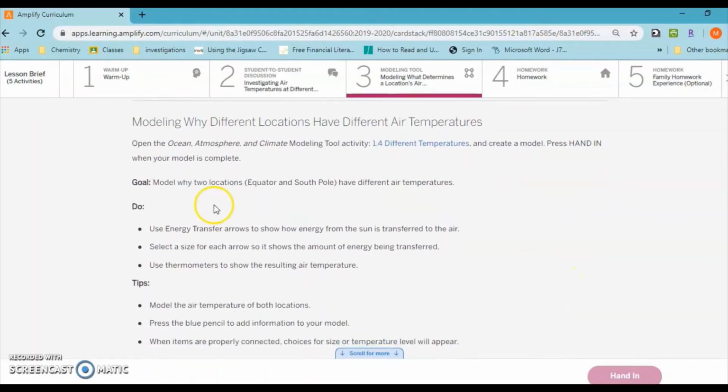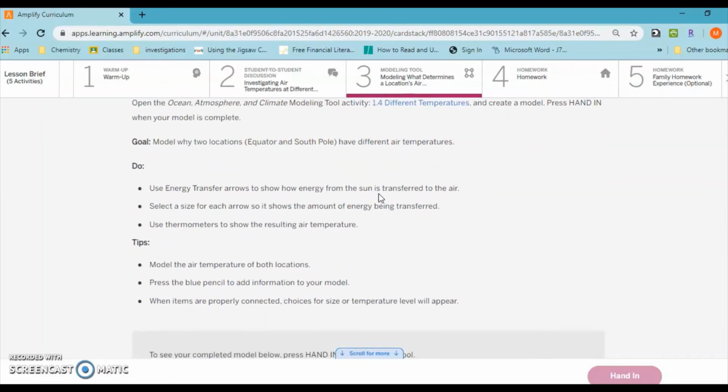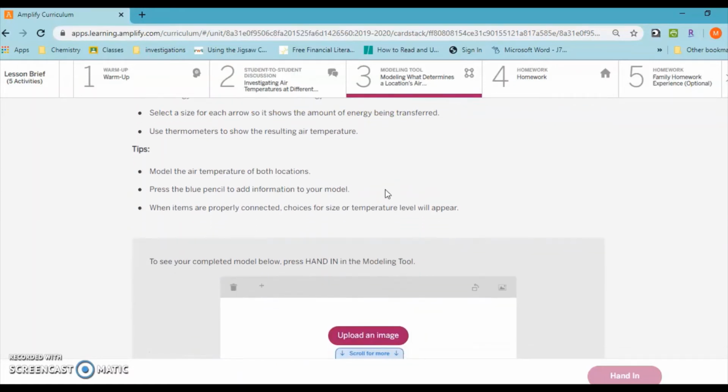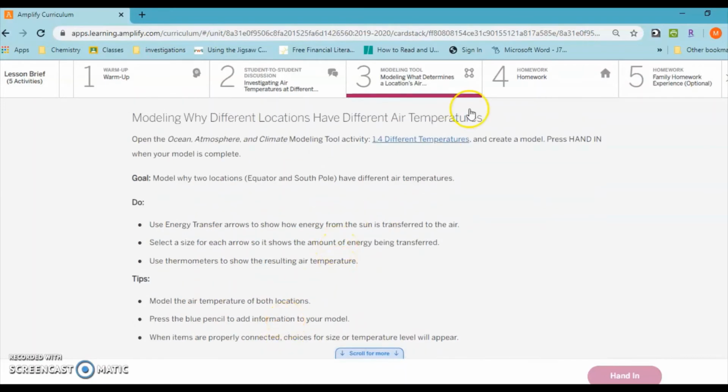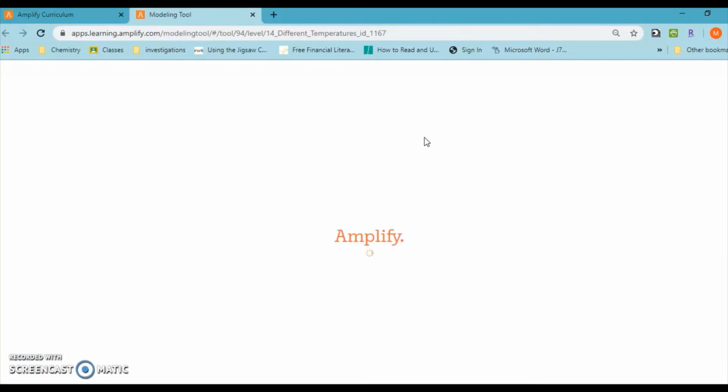So I'm going to model why two locations, the equator and the South Pole, have different temperatures. I'm going to use energy transfer arrows to show how the energy from the sun is transferred, and I'm going to use thermometers to show the resulting air temperature. We can model the air temperatures in both locations using the blue temperature, adding information, and properly connecting it. So I'm going to click on my modeling tool here.